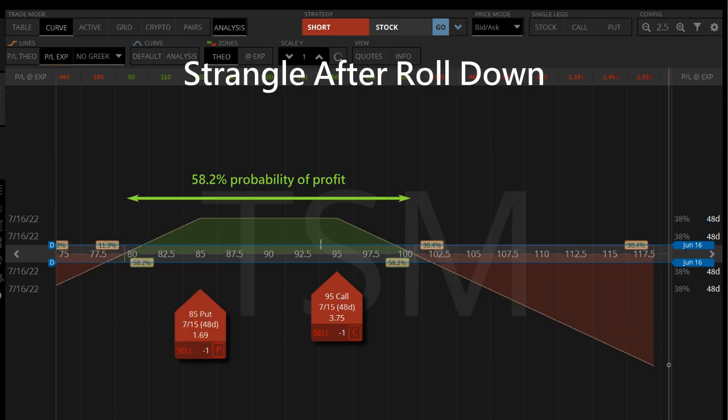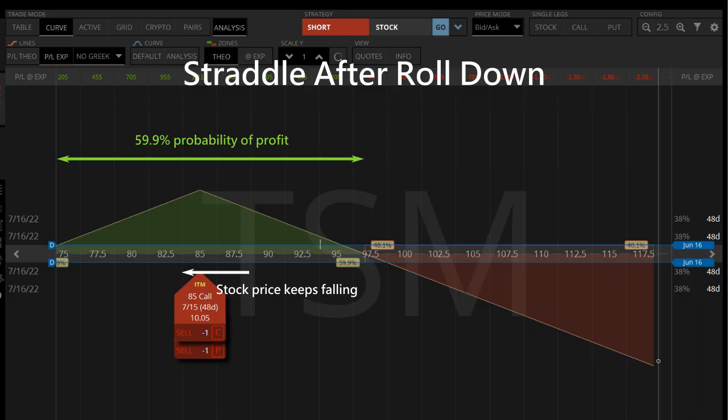After rolling down, we have a strangle with a smaller profitable range, allowing us to continue to benefit from theta decay. If the stock price continues to fall, we create a straddle after rolling down the short call a few times. Then the profitable range will be defined by the premium received. We can close the trade for profit if the stock price remains within the range before expiration.